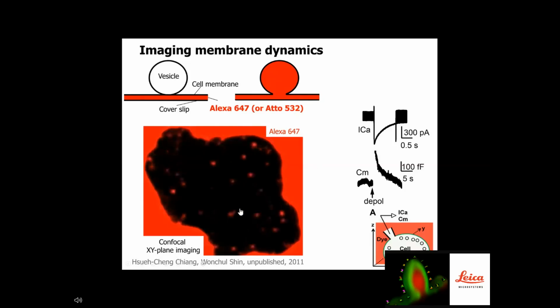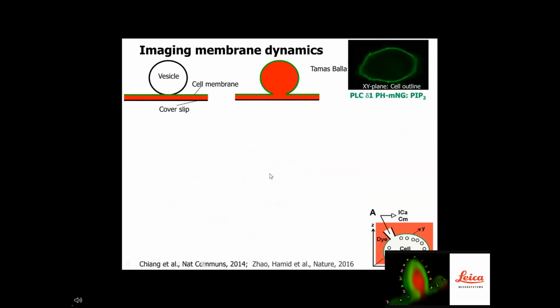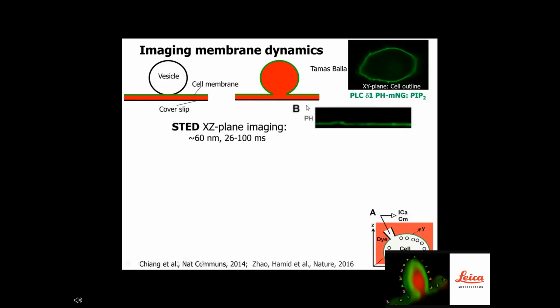Now you see the spots come in. That's because of the depolarization that evokes these fusions. To see vesicle fusions and membrane profile changes, we overexpress the phospholipase C delta 1 PH domain attached with EGFP. And this probe binds to the PIP2 at the inner leaflet of the plasma membrane.